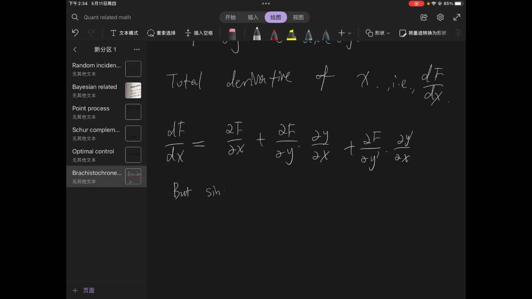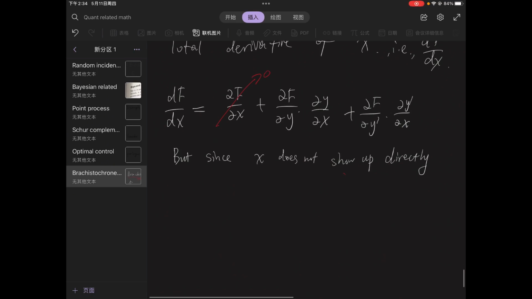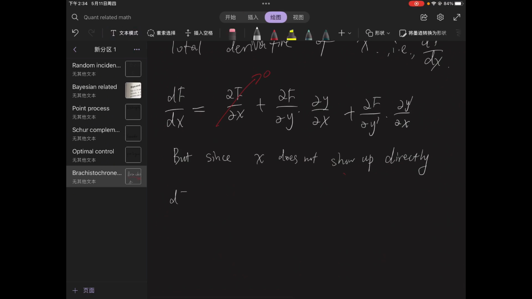But since x does not occur, so x is not here directly, we know this term must be 0. That's the key, because we only have the next two terms. And let's simplify the notation, which I mean is df/dx is equal to df/dy times y prime plus df/dy prime times y double prime. That's the idea.